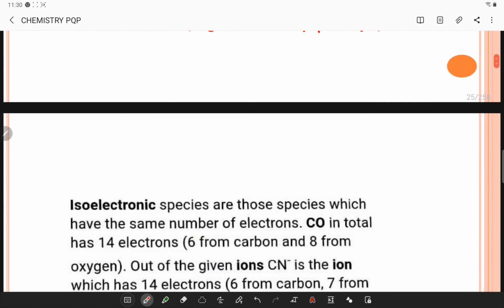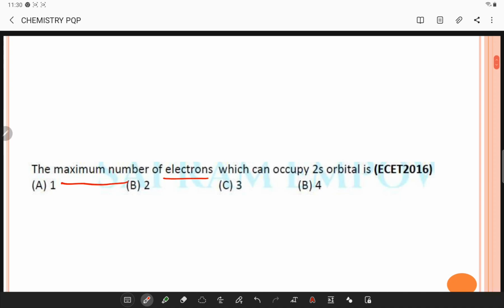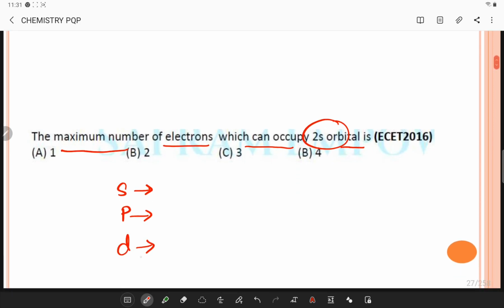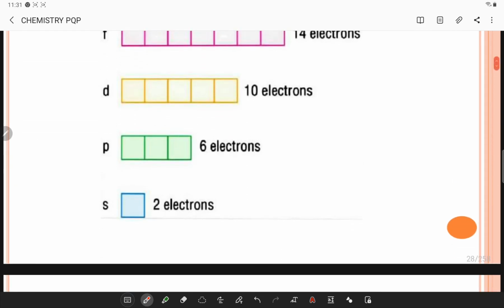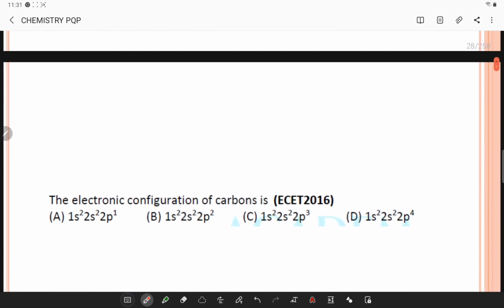So the next question, the maximum number of electrons which can occupy an orbital. So for this you have to remember SPDF. So S will be occupying a maximum of 2 electrons, P will be occupying a maximum of 6 electrons, D will be occupying a maximum of 10 electrons, and F will be occupying a maximum of 14 electrons. In this question he is asking for S, which is 2. So diagrammatically you can refer this.